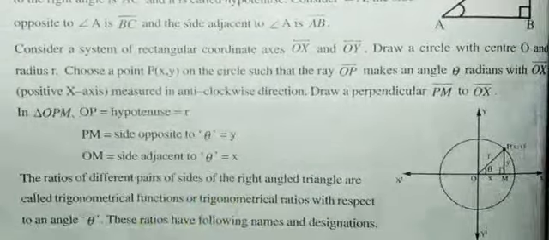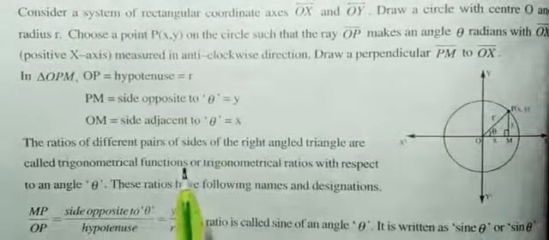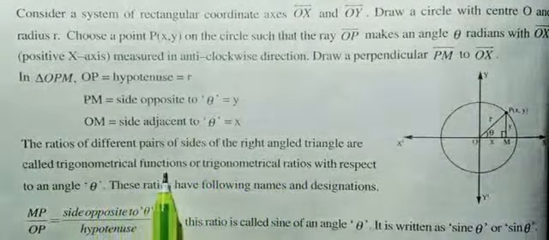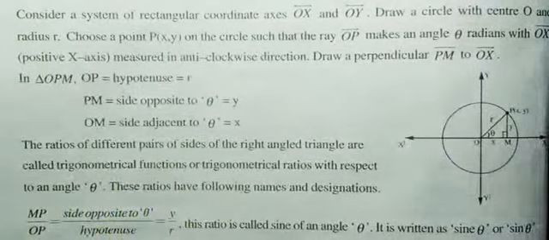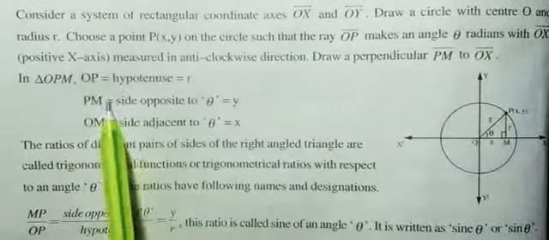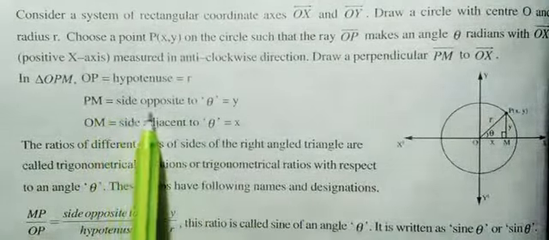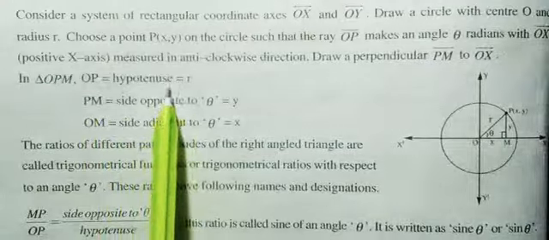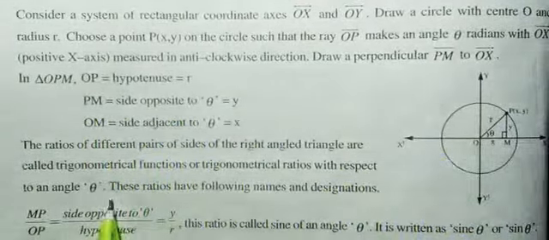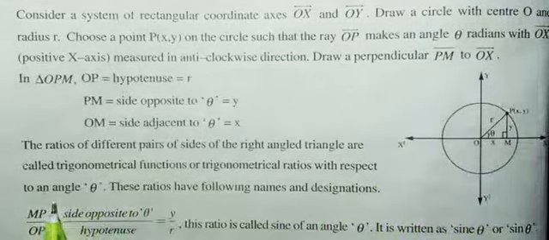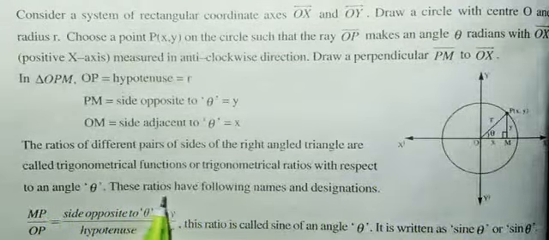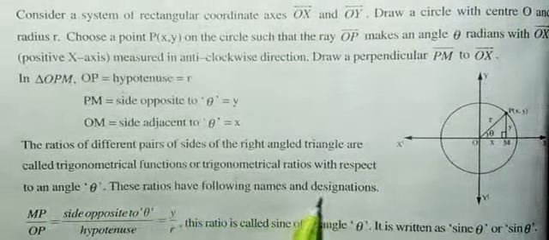Understood that? The ratios of different pairs of sides of a right angle triangle are called the trigonometric functions, or trigonometrical ratios. This definition we have to remember. Here OP is the hypotenuse, PM is the side opposite to that, all are given. Hypotenuse is r. If we take this right angle, now from here we can see that for the angle theta, these ratios have the following names and designations.